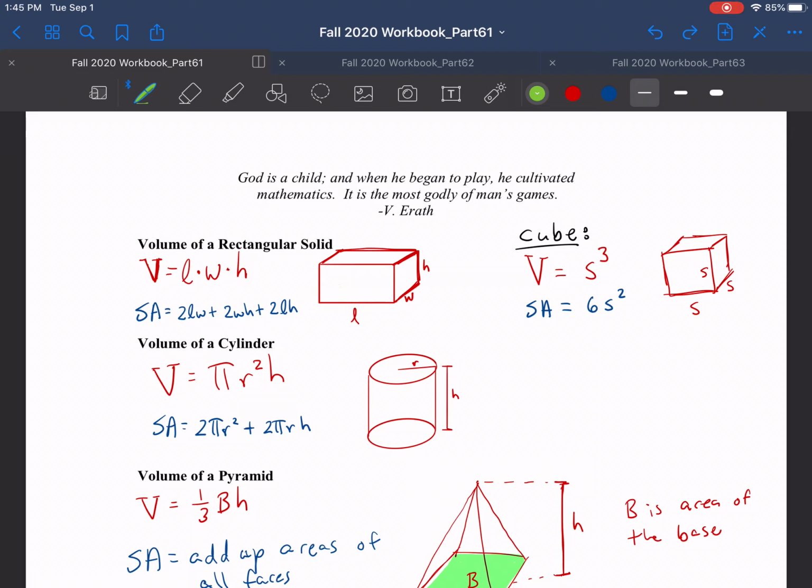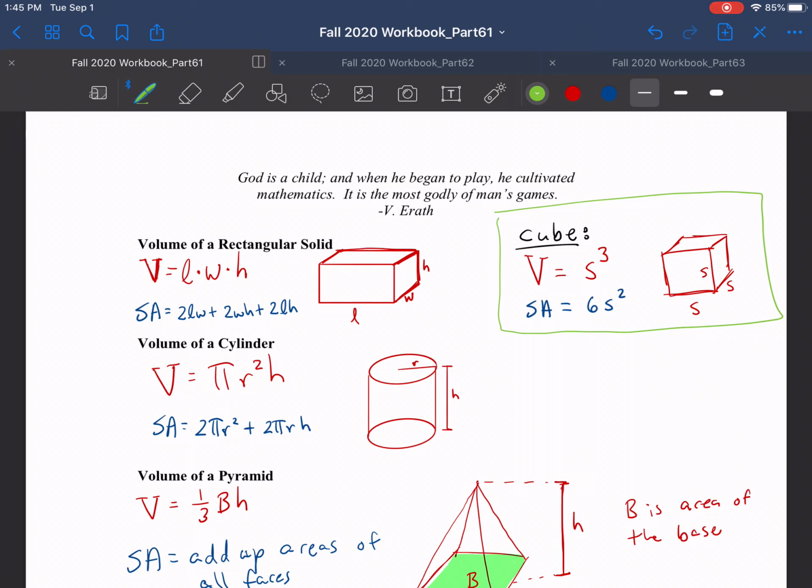Next, coming over here, we have a special case of a rectangular solid, and that is the cube. It's essentially the exact same thing, except in this case the length, the width, and the height are all three the same thing. So we just label them with S for the side of the cube. And instead of doing length times width times height, we just do S times S times S.